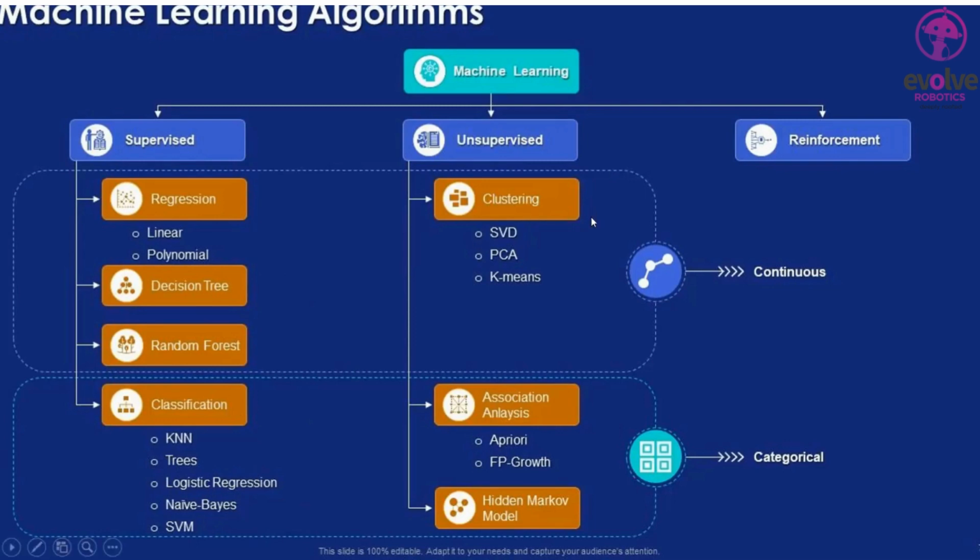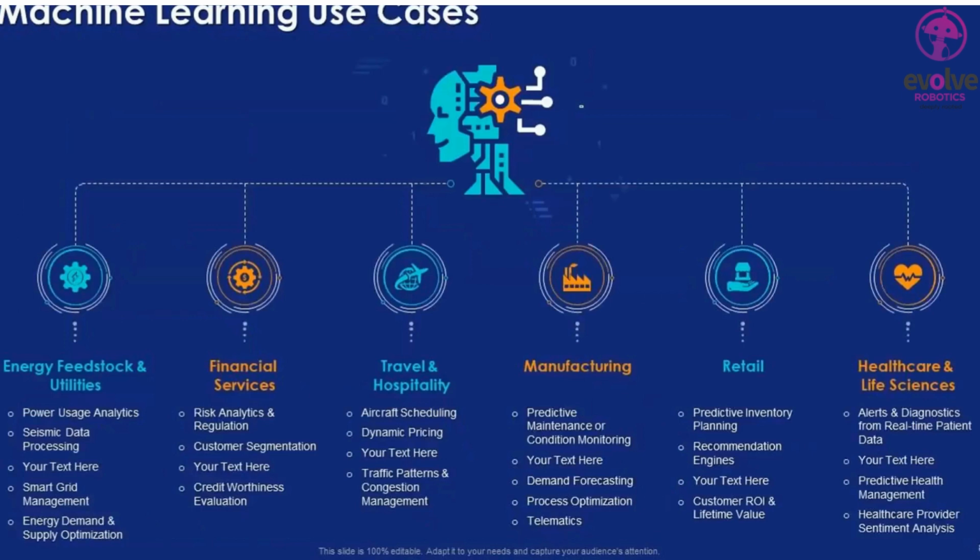Under unsupervised, we have clustering and association. And under association, there are some algorithms called Apriori, FP-Growth. Under clustering, we have K-means, SVD, PCA. And the third one is reinforcement. Machine learning use cases. There are many use cases. For example, financial services, travel, hospitality, energy, feedstock and utilities, manufacturing, retailing, healthcare, etc.